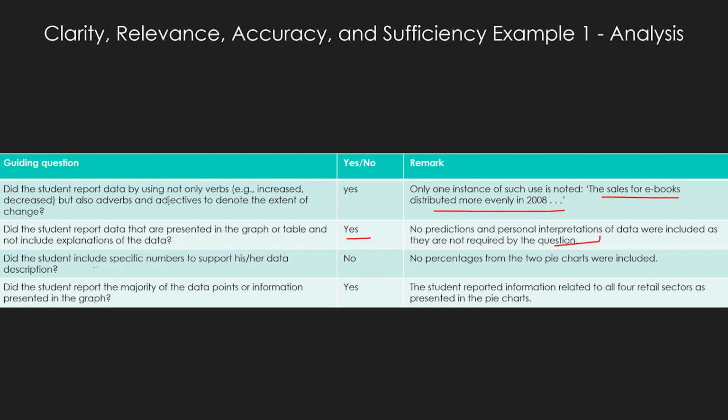Number 3, did the student include specific numbers to support his or her data description? No, they did not. They didn't talk about any percentages, they didn't talk about any numbers, so that's where the answer is not good. You have to cover those things. Finally, did the student report the majority of the data points or information presented in the graph? Yep, they covered those data points. So these are some things that you have to keep in mind when you talk about clarity, accuracy, and sufficiency.